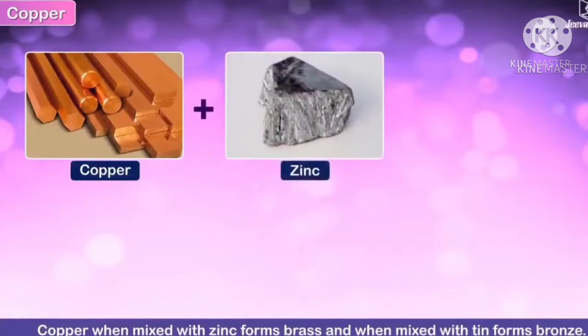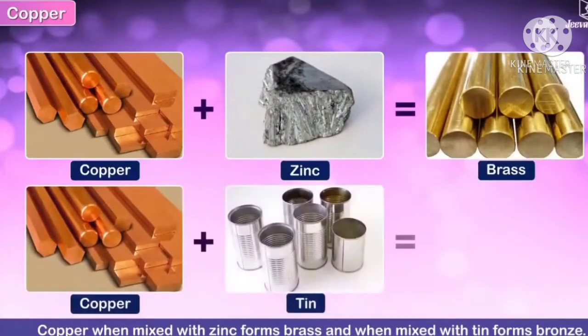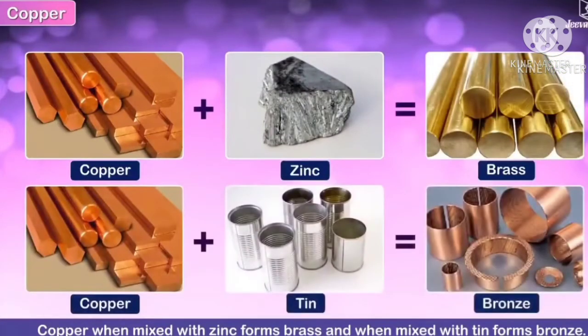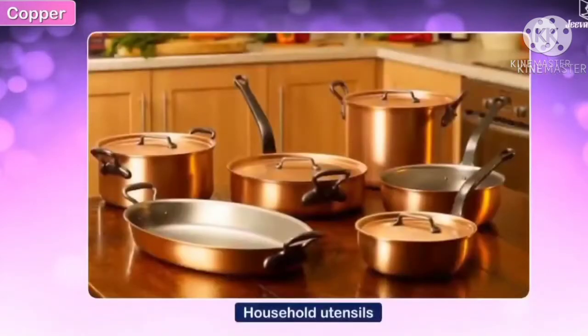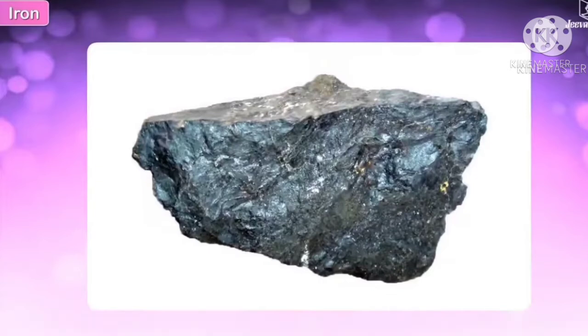So copper plus zinc added together, you will get brass. Then when you add copper to tin, you will get bronze. So you've heard about brass and bronze. Okay, so this copper is used in production of household utensils. The image before you is iron. Iron is one of the most important minerals.